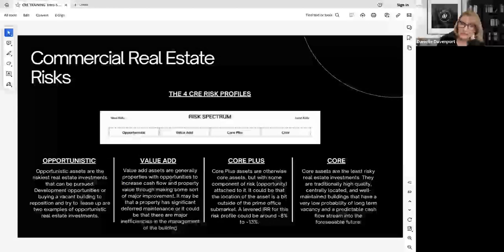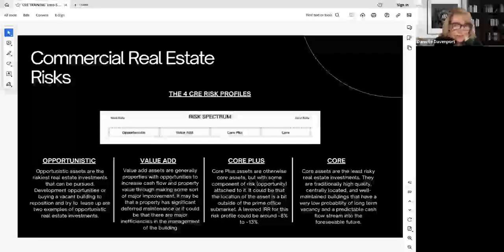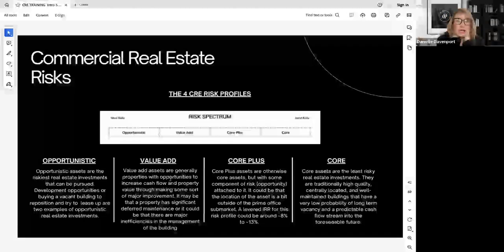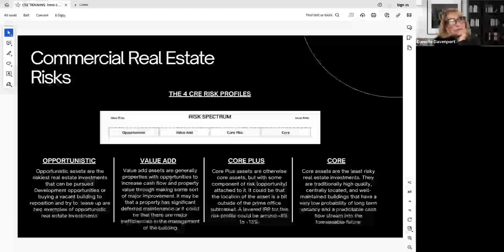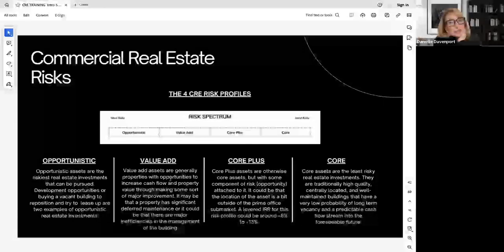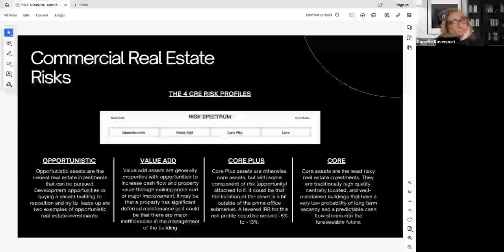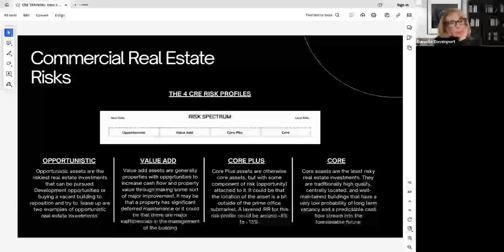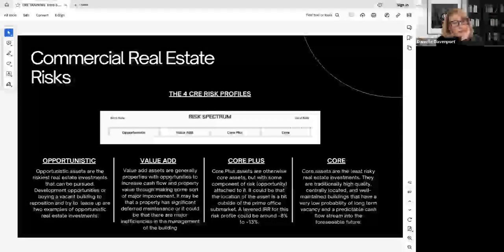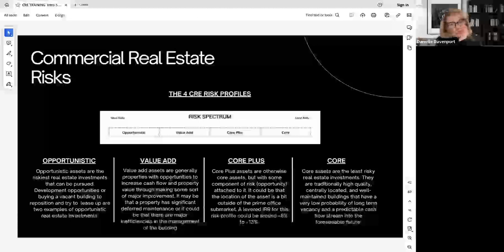Something just to have in your back pocket. Value add assets are generally properties with opportunities to increase your cash flow. So again, those Class C buildings, right? It may be underperforming. It may need some upgrades. If you bought it for a discount, then you're going to add value to it.